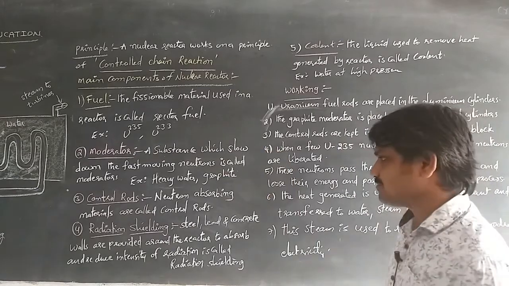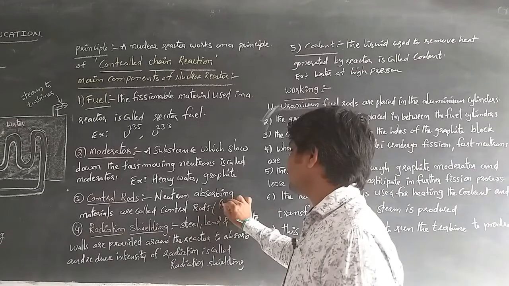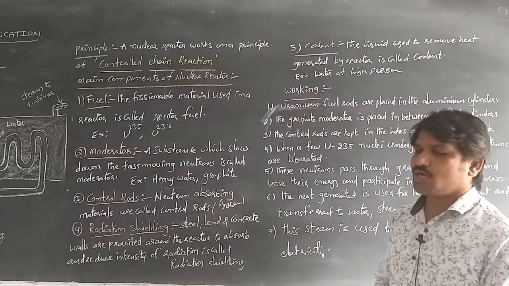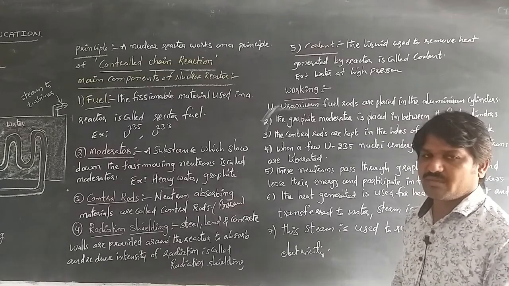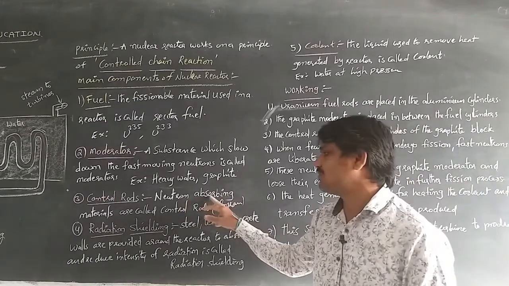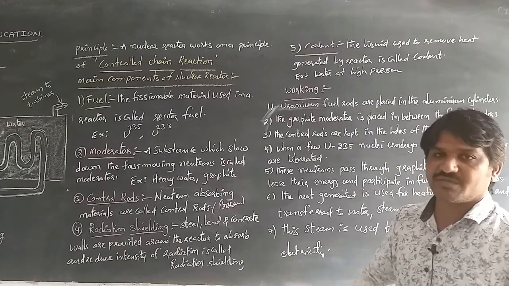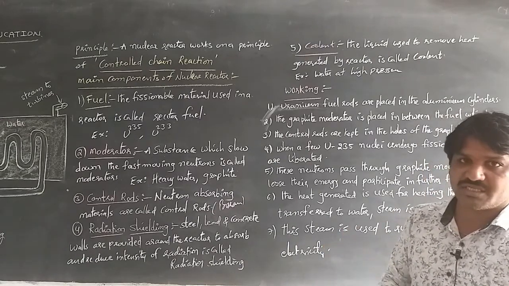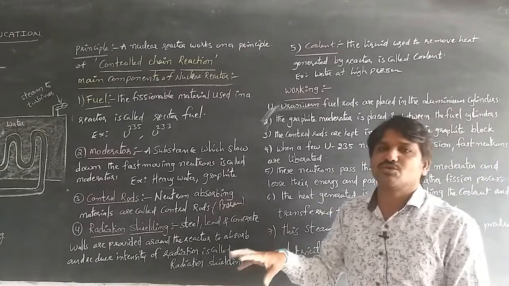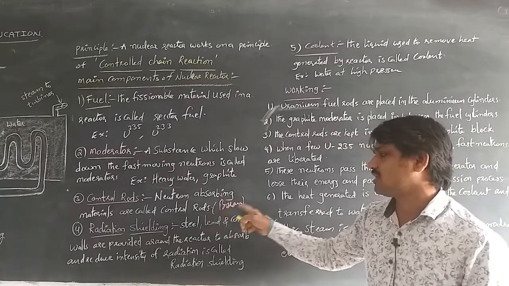control rods. Control rods are made of boron. The boron rods absorb the excess neutrons emitted after the fission process, to control the total fission process. Those excess neutrons can be absorbed by the control rods, which are made of boron.